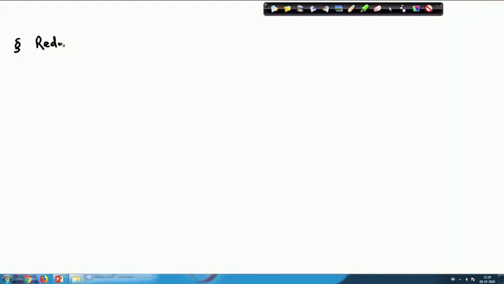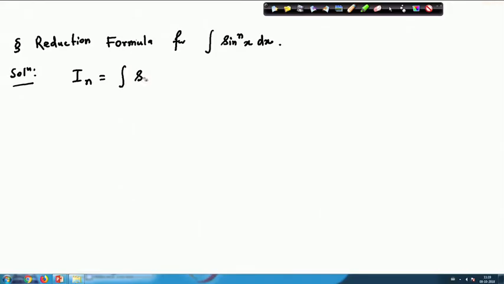Next, let's say you have an integral of this type. So, the reduction formula for the integral of (sin x) to the power n dx. In order to find the reduction formula for this, we can write again the integral of (sin x) to the power n dx.